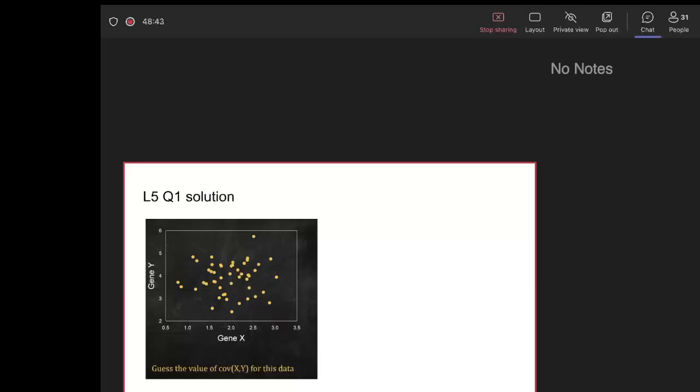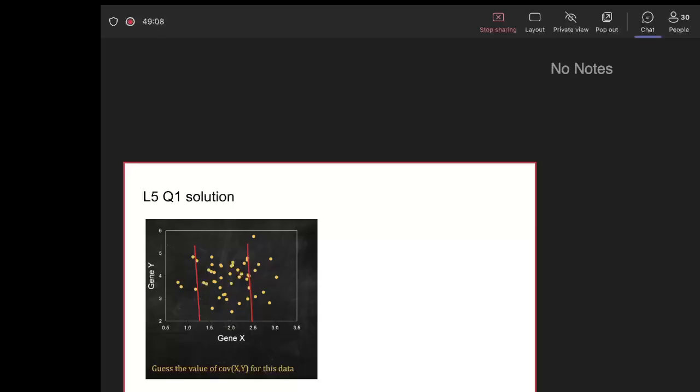If you draw a line here, you're getting both high and low values. Similarly, here also you are getting high and low values. So the covariance is approximately zero. You can guess this just by looking at the data. To find the actual value, we would need all the points, which is not given in the question, and they are just asking to guess.